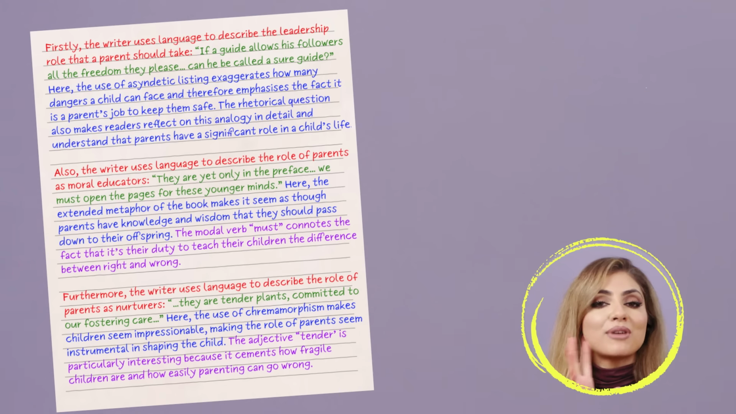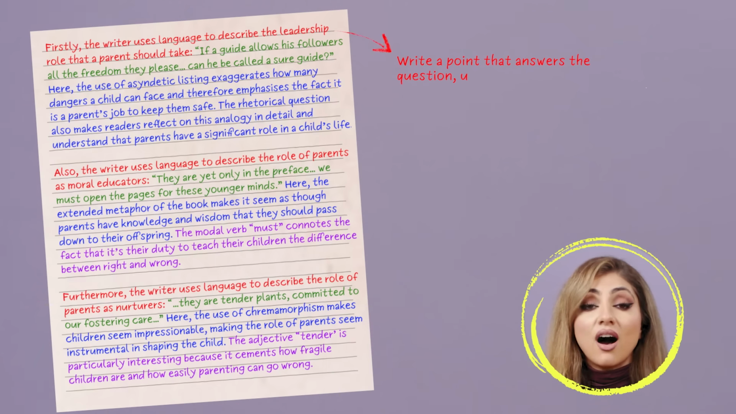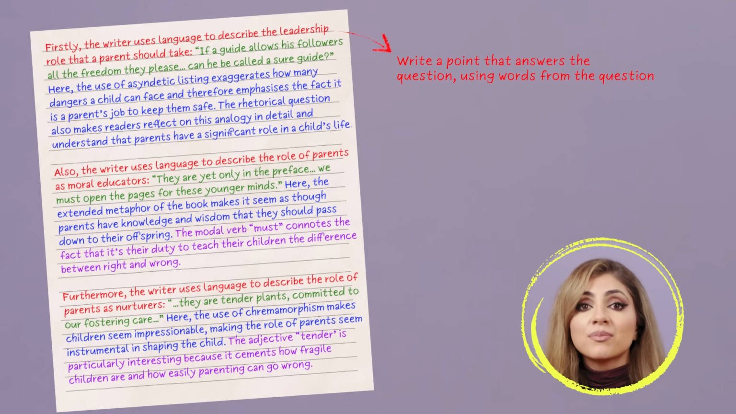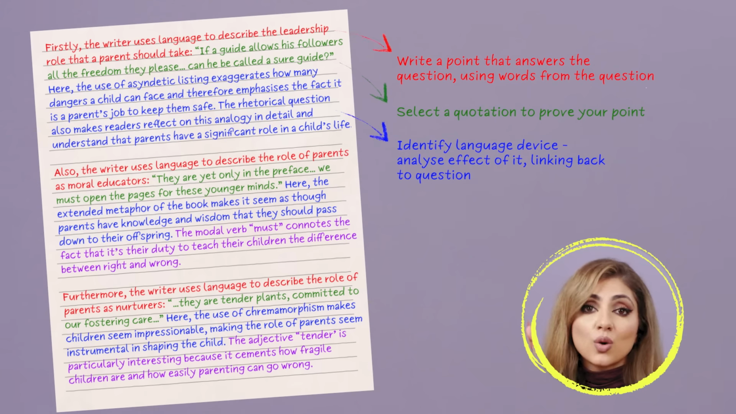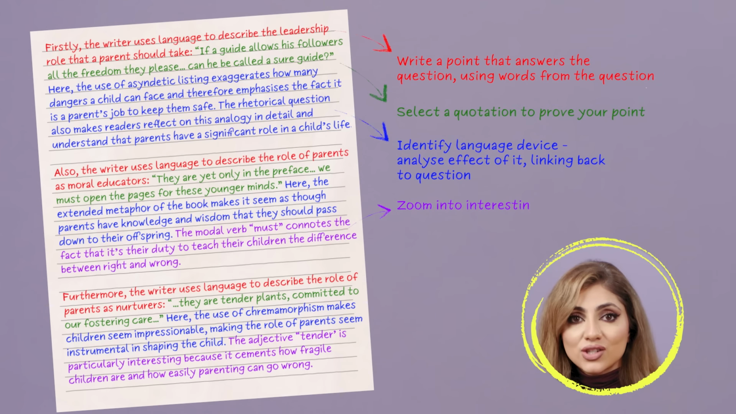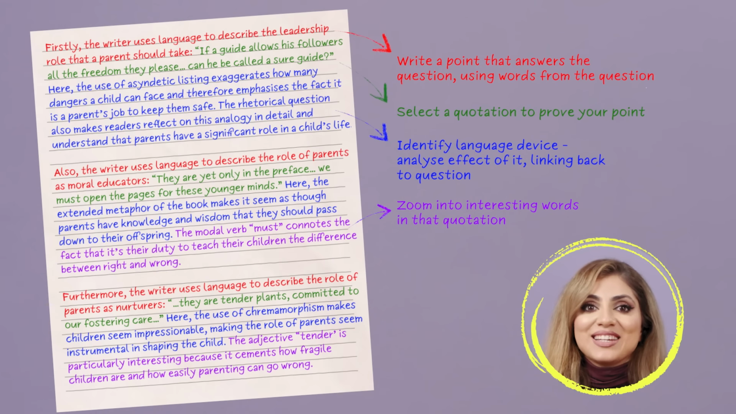So, if we break that down, what I've done here is I've written a point that answers the question using words from the question. I selected a juicy quotation that wasn't too long, it wasn't too short, but it was juicy. I identified a language device and analyzed the effect of it, linking back to the question. I zoomed into interesting words in that quotation. And that's it. That is language paper 2, question 3. How does the writer use language?